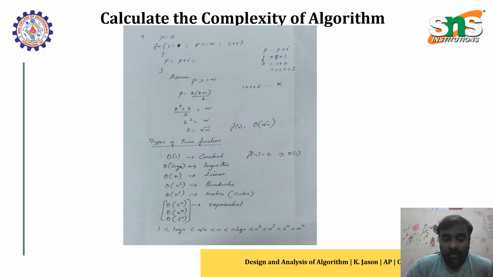Next, go to the types of time functions: order of constant time, log n logarithmic time, n linear time, n square quadratic time, n cube cubic time, 2 power n and n power n, all exponential time. This is a comparison of execution: 1 is less than log n; log n takes more time than 1; root n is more time; root n compared to n, n log n, n square. So n power n takes exponential time. These are the time function comparisons.